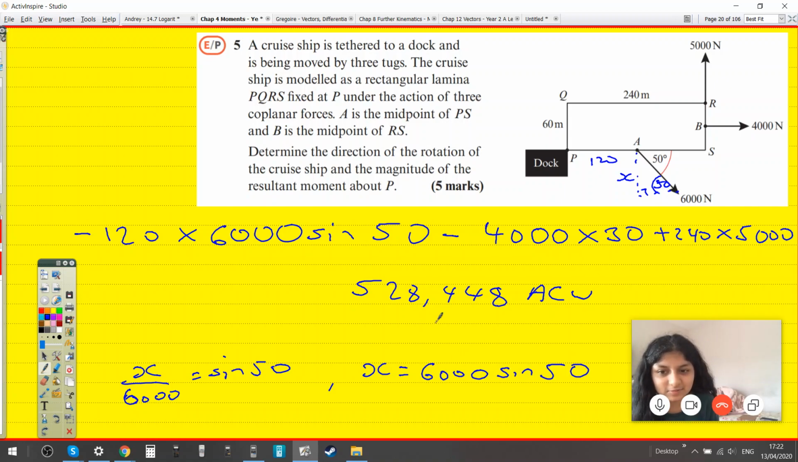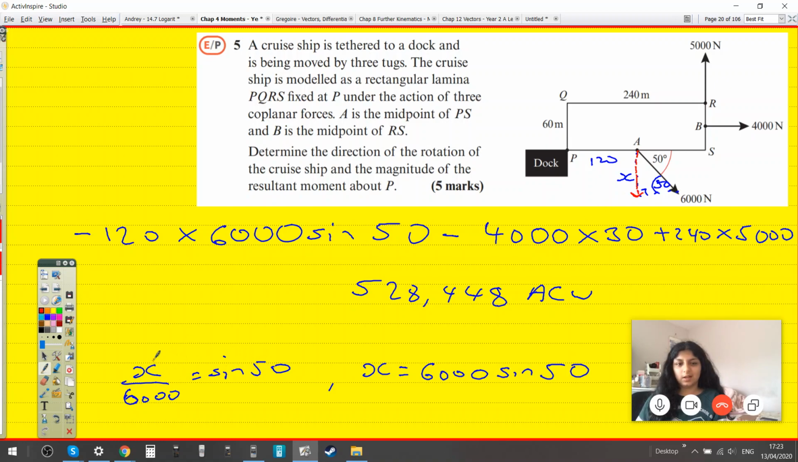Okay. Any questions there? Not really. And you can always go back to first principles. That's x. If that's 50, then that must be 50. But why would you want that distance? Isn't that not the distance that you want? You want the perpendicular distance. Yeah. The perpendicular is 6,000 sine 50.